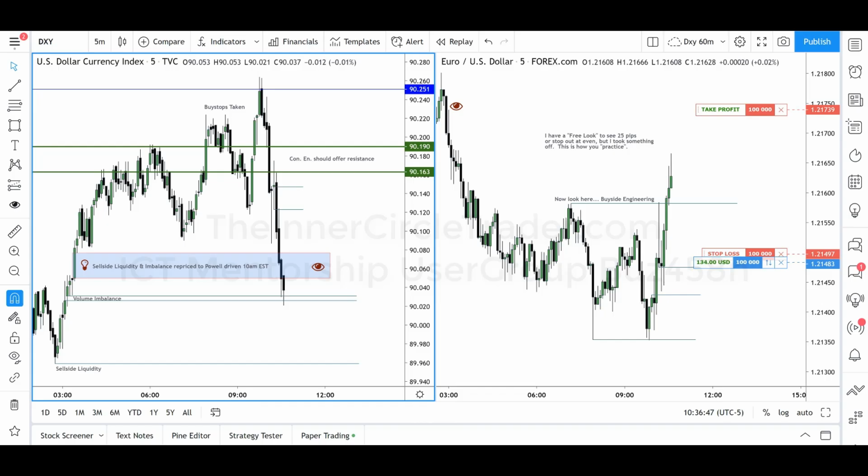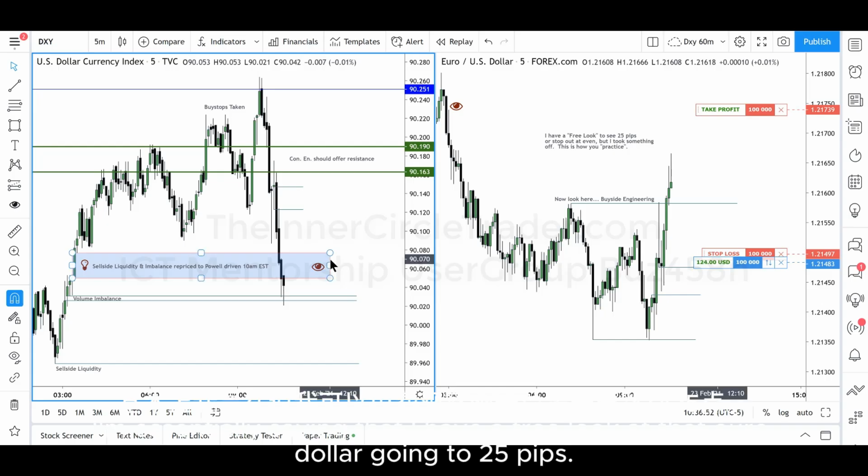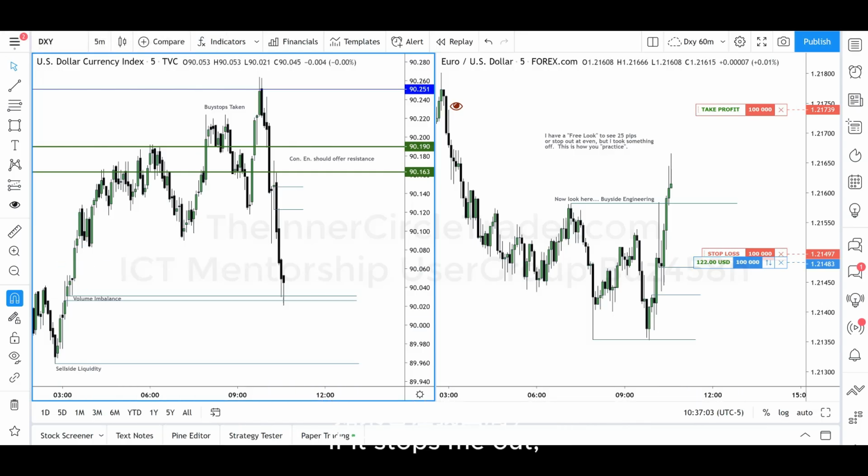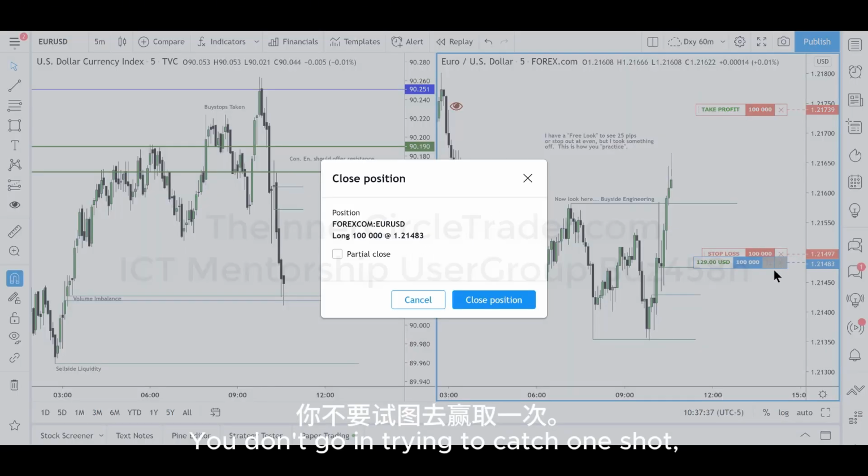And I'm essentially saying that I have a free look at that euro dollar going to 25 pips. If it stops me out, I lost nothing. I've already paid myself something, not much, but I paid myself something. So this is what you want to do as you practice. If you do get to the point where you've gone through observing and then paper trading, now you're doing demo, this is what you start with. You don't go in trying to catch one shot, one kill.